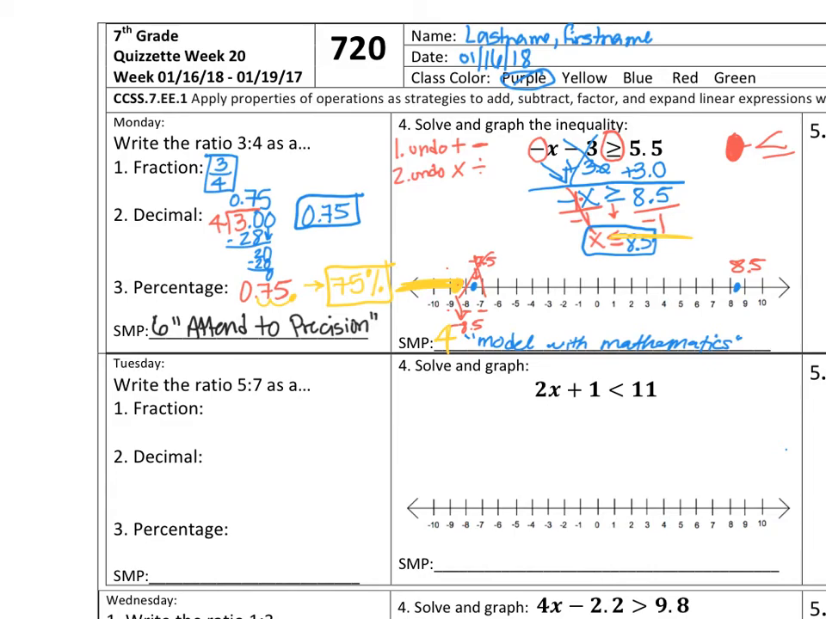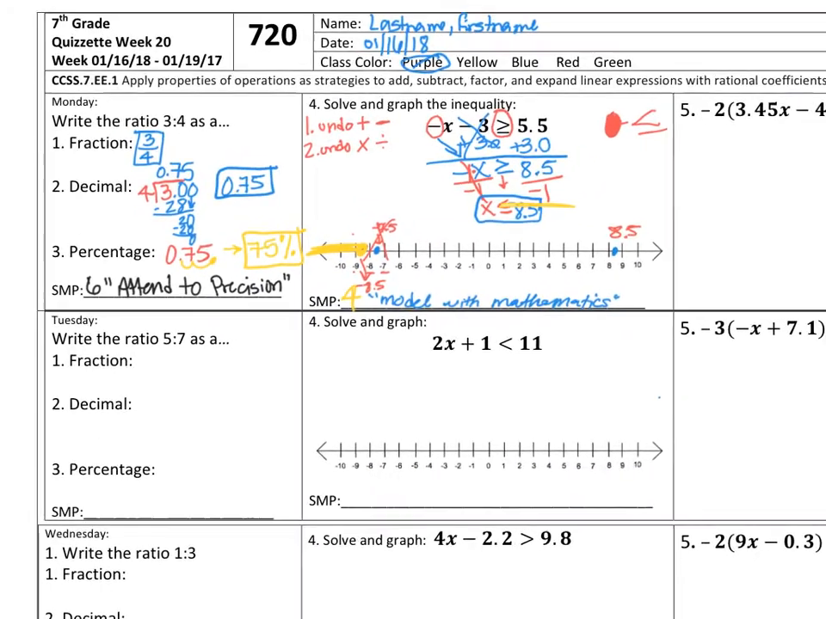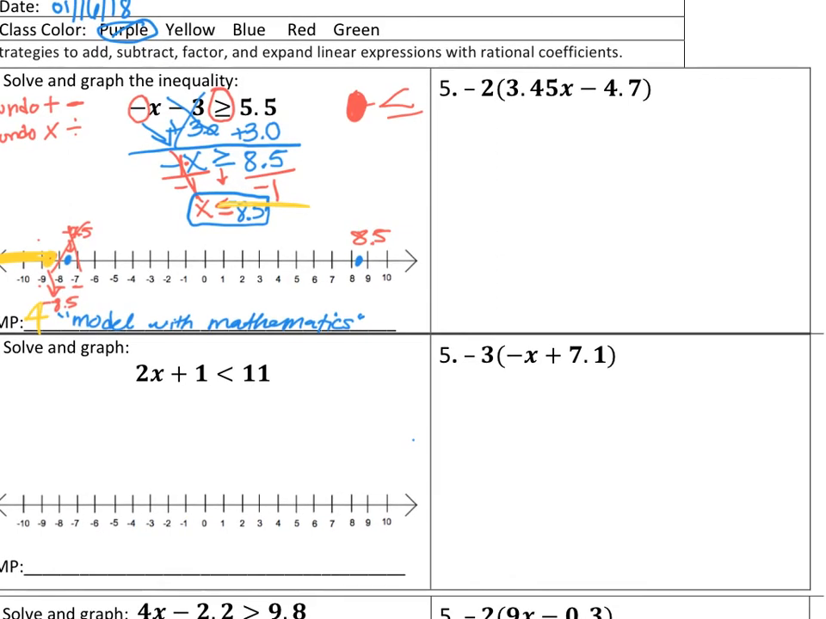Number 5. This, we are just distributing that negative 2. So negative 2 times 3.45x and negative 2 times negative 4.7. So let's say we change this to negative 2 times 3.45x plus negative 4.7. Those are the same thing right here. This and this is the same thing. Subtraction of a number is the same as the addition of the opposite.